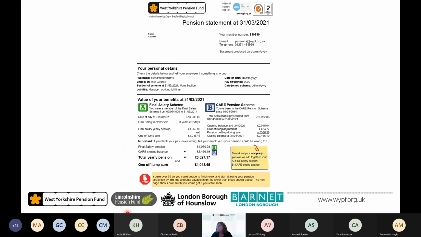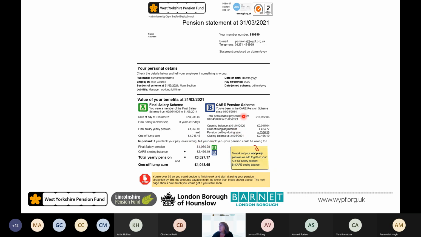Now, this is the benefit statement a couple of years ago, but the final pay figure that you give us is here, and that is the pay that we use to calculate any pre-2014 service. And then the benefits for that are shown down here.